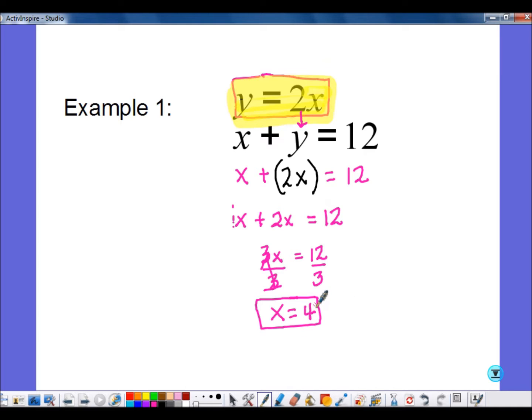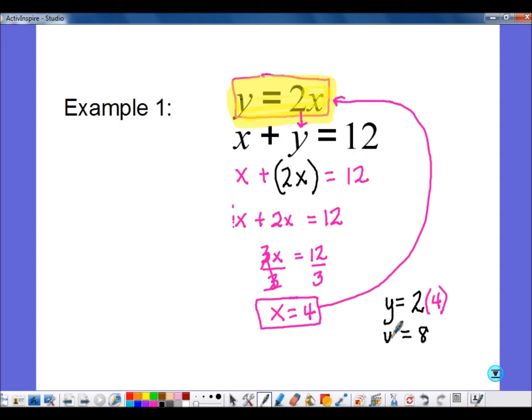So now what we're going to do is take this new box and plug it into the first equation. So my first equation that I originally had was y equals 2x. But now instead of using the letter x, I actually know the answer to x, which is 4. So now I'm just going to replace the x with 4. And now this is just regular math. 2 times 4 is 8. So y equals 8.